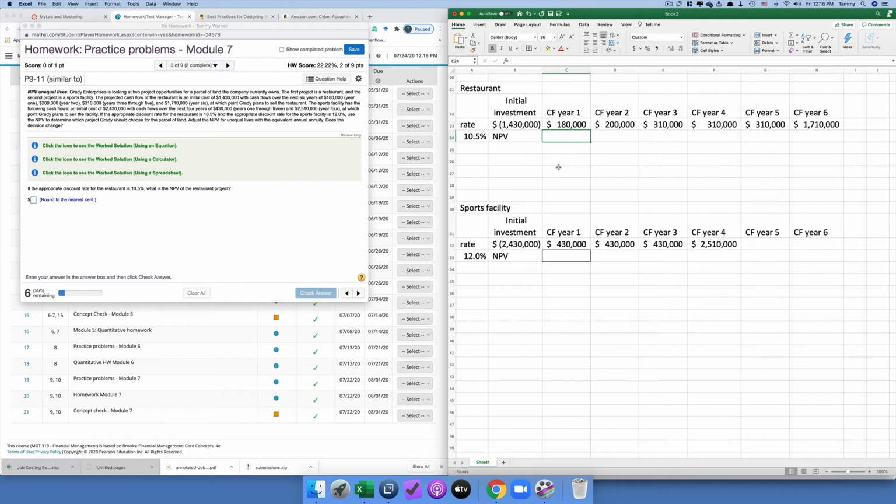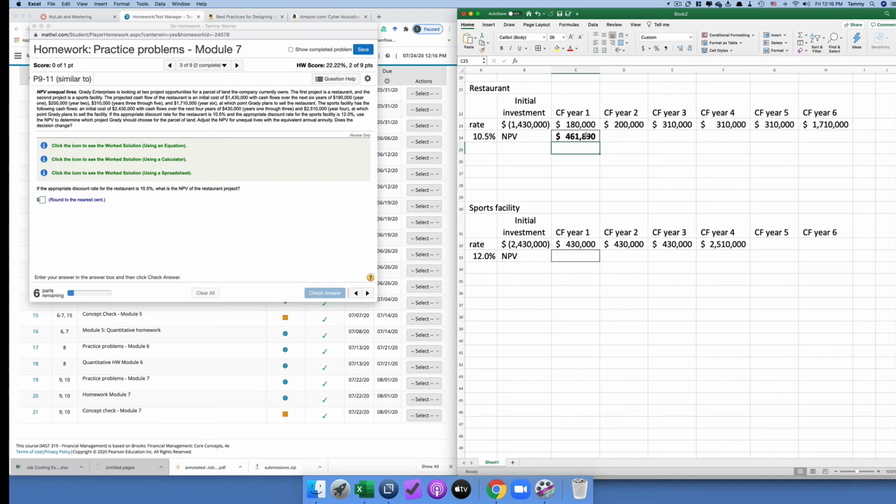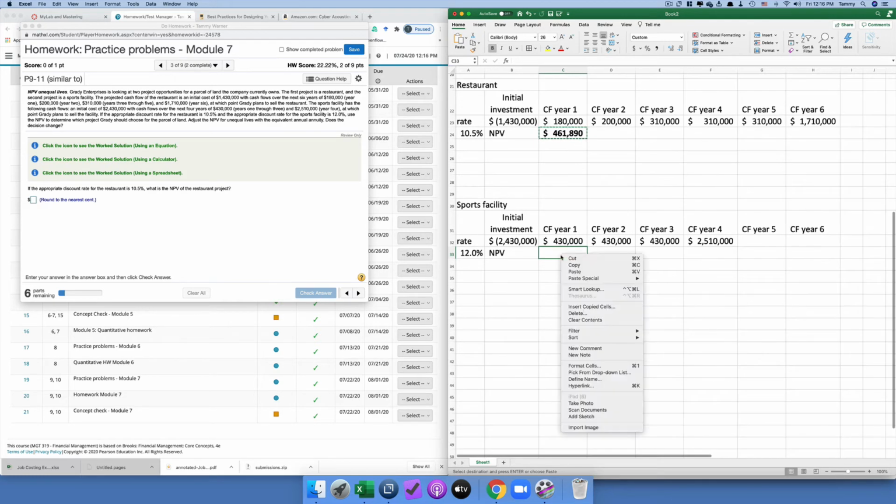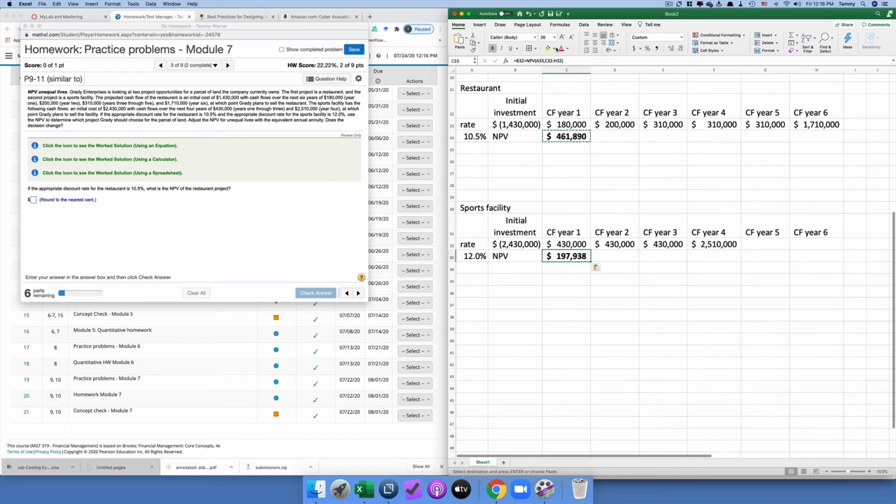So our net present value for the restaurant is going to be the initial investment plus the NPV of that. So there's that, and again, because of the way I've got this set up, you can just go ahead and copy that formula here, but you don't want to go all the way out to column H, you only want to go to column F, so we can just make that little adjustment there, and there it is.